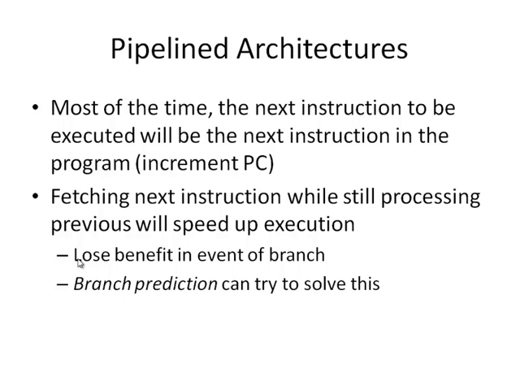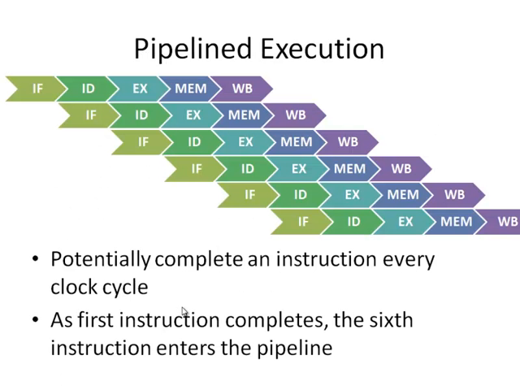Most of the time we can do this effectively because most of the time the next instruction that we're going to need is going to be found by just incrementing the program counter and just grabbing the very next instruction. Sometimes when we've got a loop or a branch or an if statement, we might accidentally pick the wrong instruction next. But there are ways in which processors can try and minimize the cost of any misprediction.